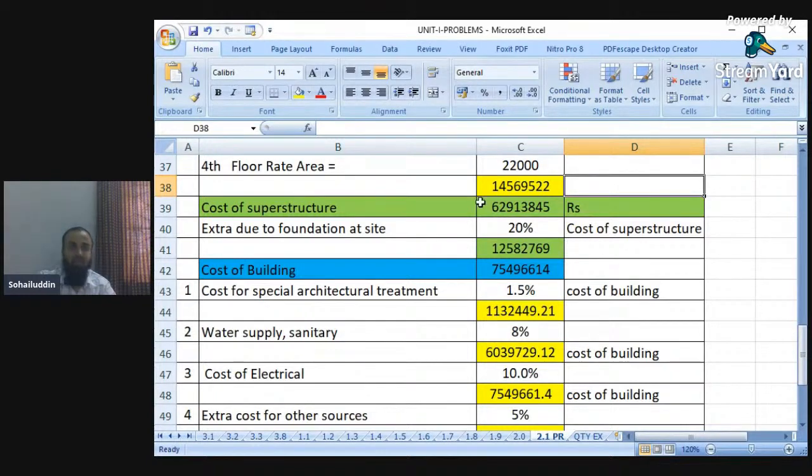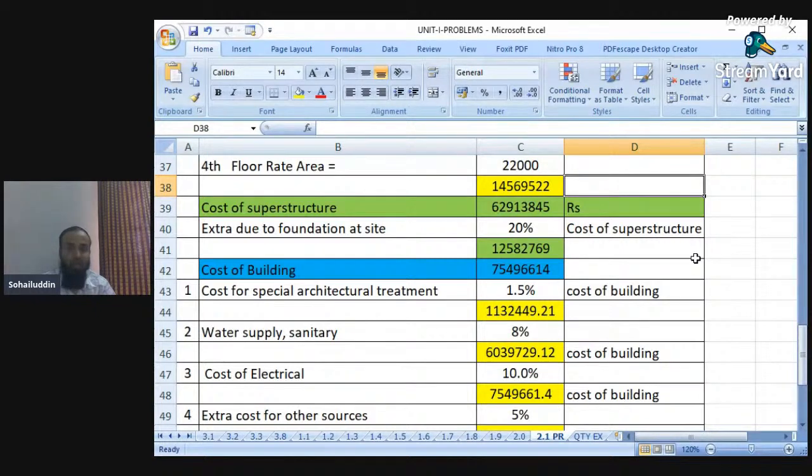Then the cost of building is nothing but the cost of superstructure plus the cost of foundation. Now that 20% is added to the superstructure cost, and the addition is nothing but the cost of building. Simple way: substructure and superstructure. Here the substructure is the foundation. The superstructure is nothing but the ground floor plus first plus second plus third plus fourth floor. So substructure plus superstructure is nothing but the cost of the building.